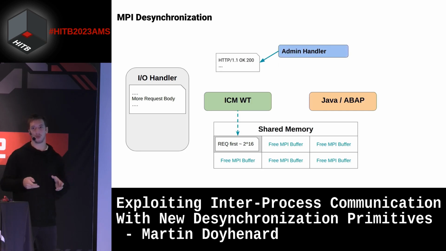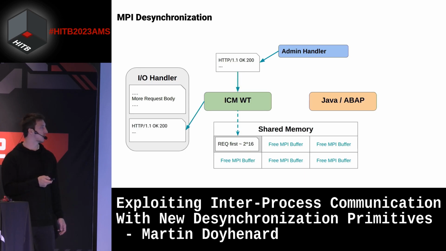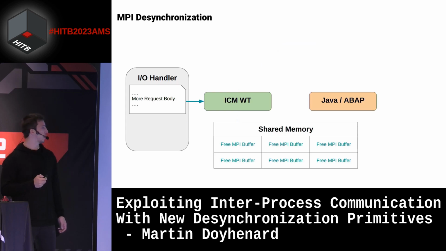Okay, this can also be done with a cache handler. No matter which handler, if we are able to resolve the request with an internal handler, then this is going to happen. The response is going to be forwarded back to the client, and the MPI buffer will be freed. However, as you see, the extra part of the request is still on the socket. So the worker thread thinks that the request response cycle has completed.